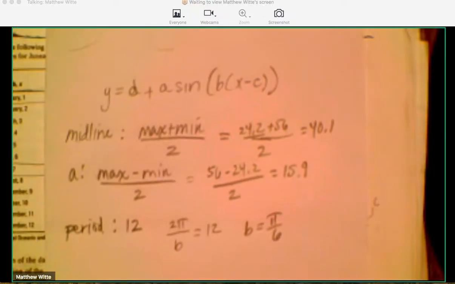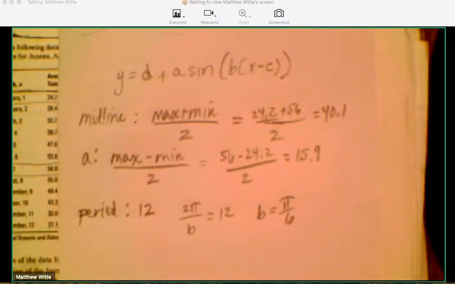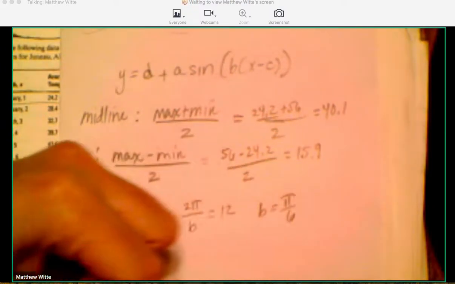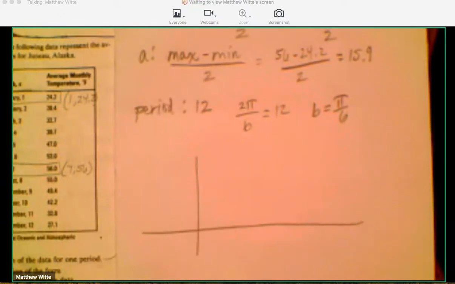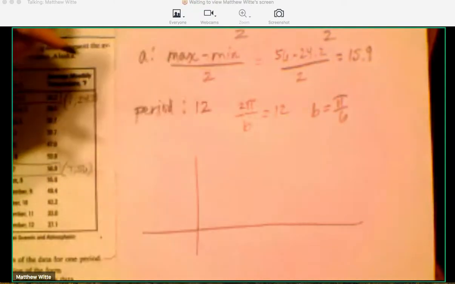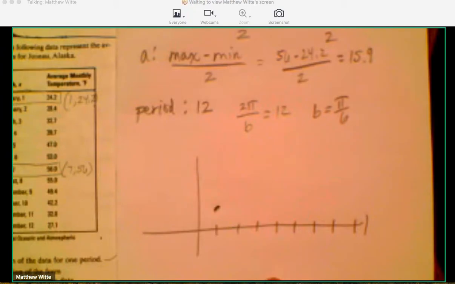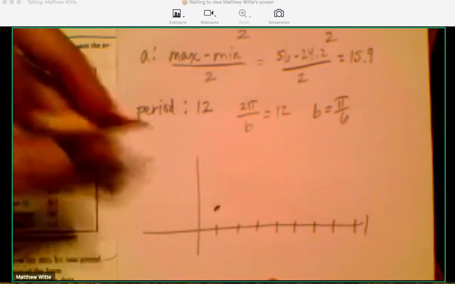Okay, the last thing we want to do is figure out what kind of shifting is going on. This is the hardest part to think about. So I'm going to look at it this way. In January, I have my minimum temperature. So in January, my minimum temperature is, so 1, 2, 3, 4, 5, 6, 24. So here's my January point. Okay, and that's your minimum. In July, I have my maximum temperature.